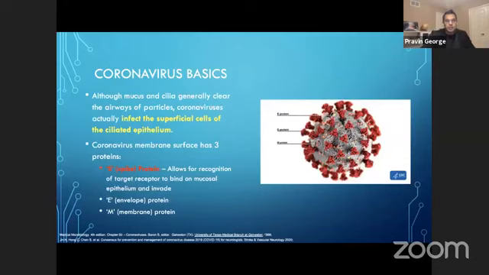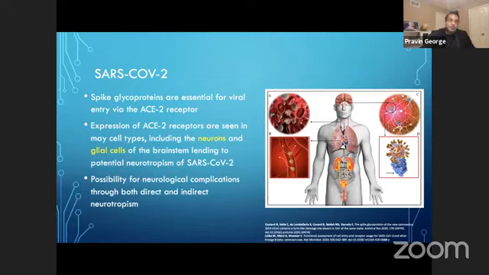Although mucus and cilia generally clear the airways of the particles, coronavirus actually infects the superficial cells of the ciliated epithelium. So that S protein will allow for the recognition of the target receptor and bind there. What we've recognized over the past few months is that these spike glycoproteins are essential for the viral entry into the ACE2 receptor. And neurologically, this expression of ACE2 receptors is seen in many cell types, including the neurons and glial cells of the brainstem. And this lends to its potential neurotropism.